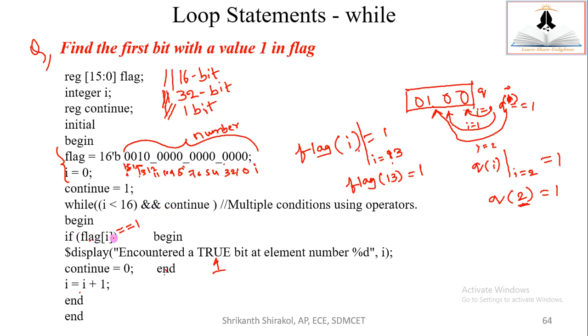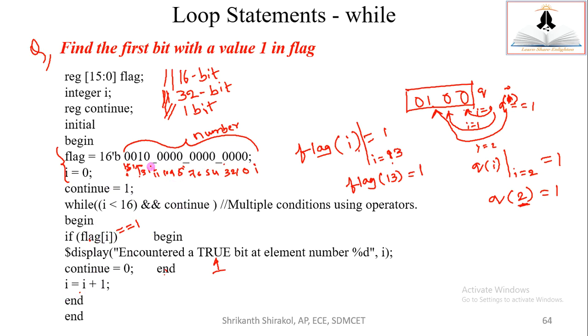Now I is 1. It will check whether flag of 1 is equal to 1. It is still 0, so it will not enter the if. It will come over here. Now I value is 1, so 1 plus 1 becomes 2. 2 is within the range, and continue is still set to 1 itself, so it will execute. Like that, it will continue till 12.